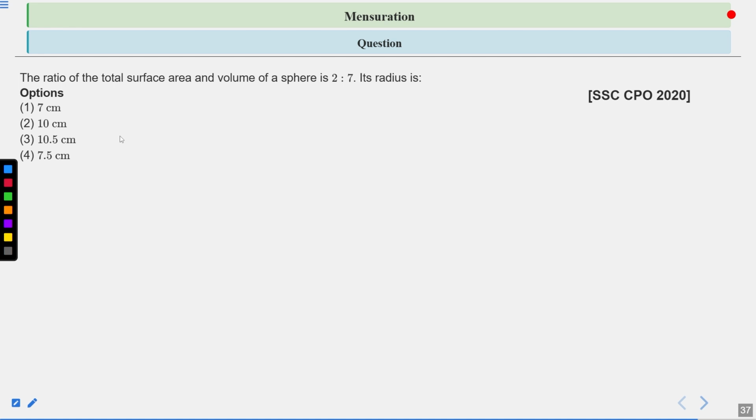The ratio of the total surface area and volume of a sphere is 2:7. Find the radius. Its radius is, and this question was asked in the SSC CPO exam in 2020. So there are four options. First one is 7 centimeter, second is 10 centimeter, third one is 10.5 centimeter, and fourth one is 7.5 centimeter. Now you have 10 seconds to analyze the question. Your time starts now. Now time's up. Let's see the solution of this question.